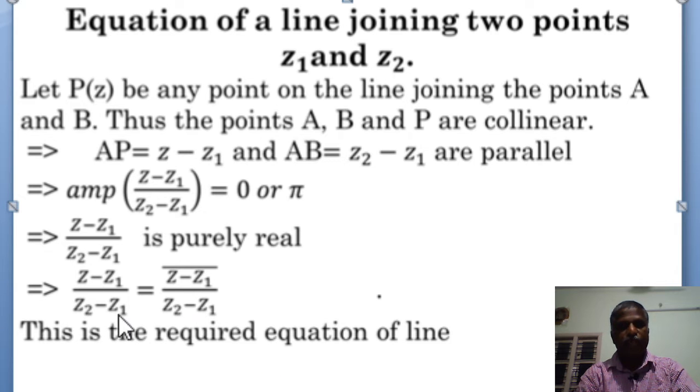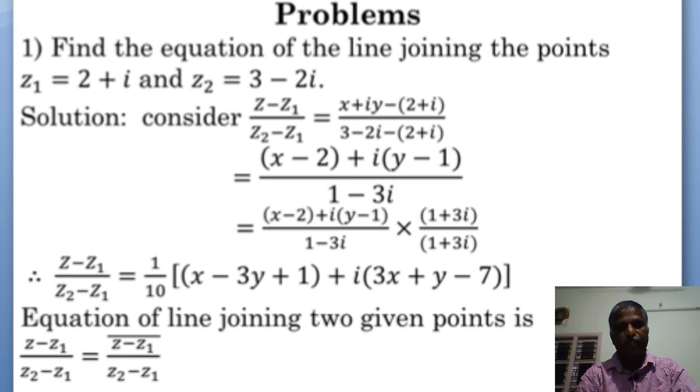By using this formula, we can solve some examples on the equation of line joining two points. First one: find the equation of line joining the points z1 is equal to 2 plus i and z2 is equal to 3 minus 2i. You have to consider the equation z minus z1 by z2 minus z1. Substituting z is equal to x plus iy and z1 is the first point, 2 plus i, and z2 minus z1 is 3 minus 2i minus of 2 plus i. On simplification, we get in the denominator 1 minus 3i. On separating real and imaginary parts, we get x minus 2 plus i into y minus 1.